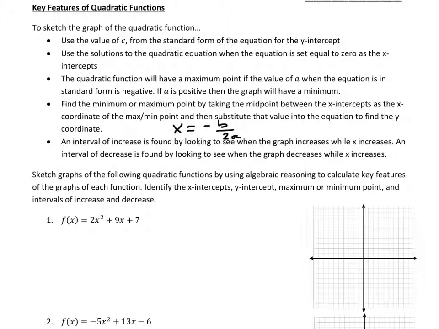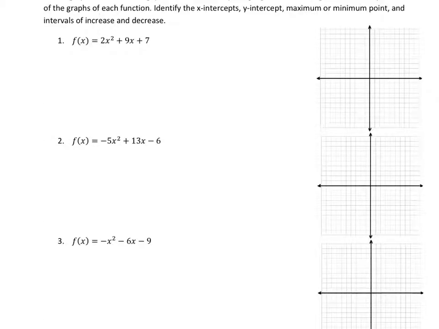So we're going to go through a few examples where we'll sketch the graph, and we're going to find the x and y intercepts, the maximum or minimum, and list out the intervals of increase and decrease. So for number 1, we already know the y-intercept is negative 7.